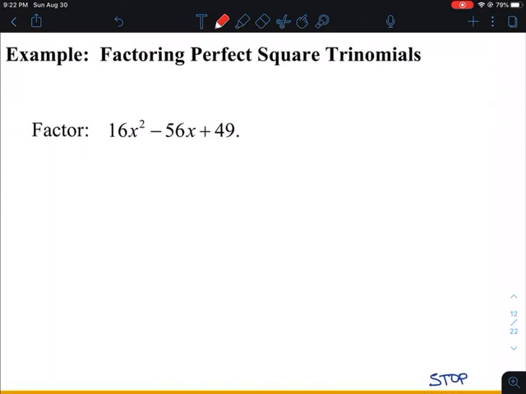Let's take a look. We have 16x squared minus 56x plus 49. So to check if this is a special case, we would check our 16x squared, which is a 4x that'd be squared. 49 is a 7 times itself. And if I take a 4x times a 7 and I double that, 2 times 7, that's 14. 4 times 14, 56 with the x. That gives us a 56x. That tells us that we have our special case.